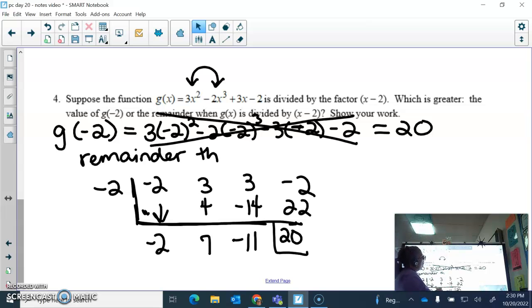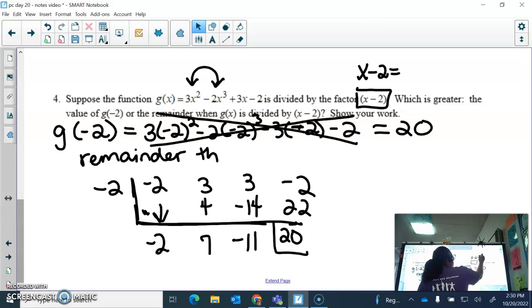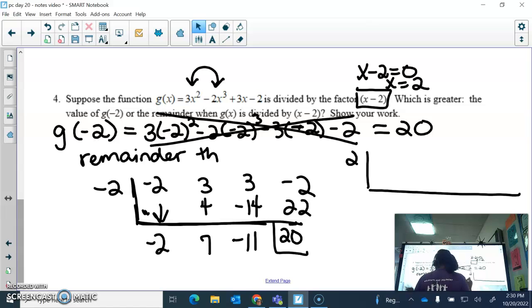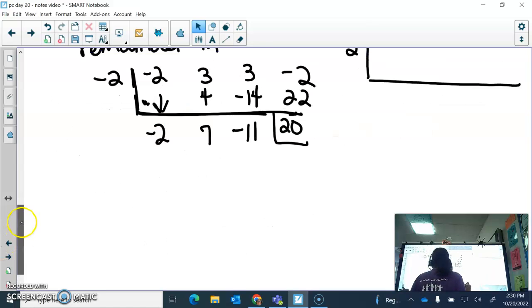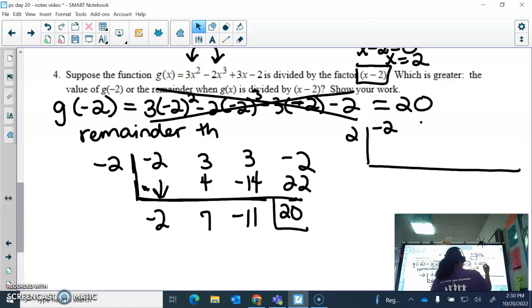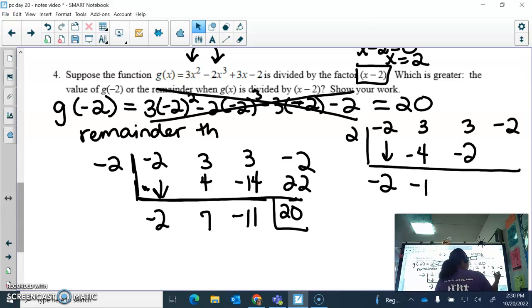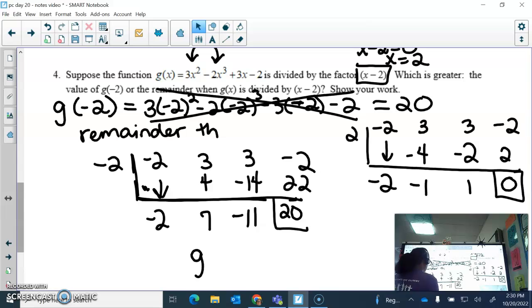Now it says, which is greater if I divide by the factor x minus 2? Well, x minus 2 equals 0 means that you're dividing by 2. So same process here. And we are going to shortly find out which value is greater. And it looks like g of negative 2 is greater than, how do we want to say this? The remainder.